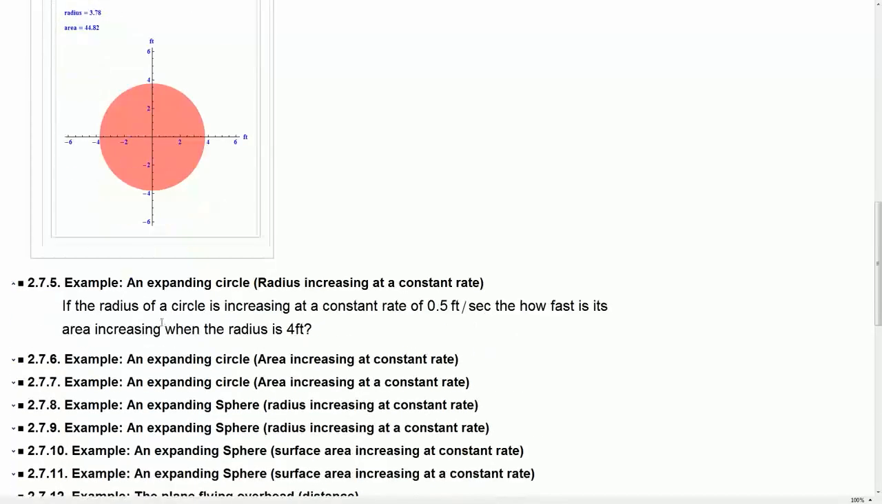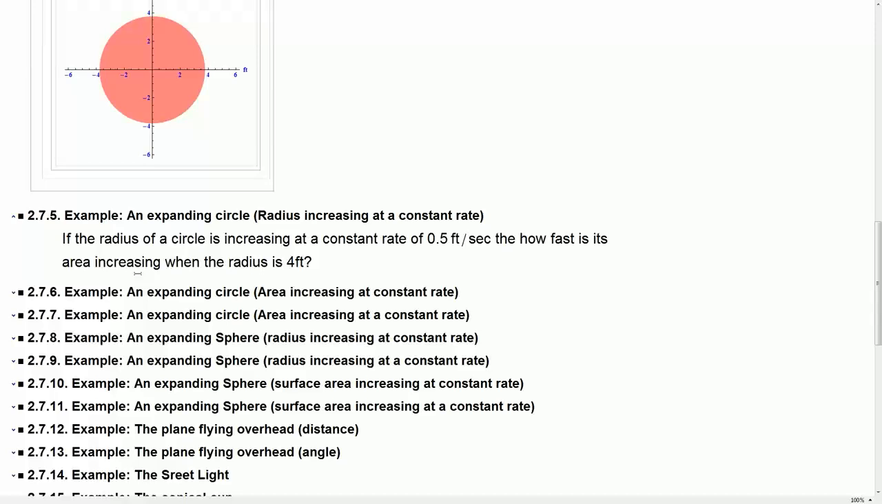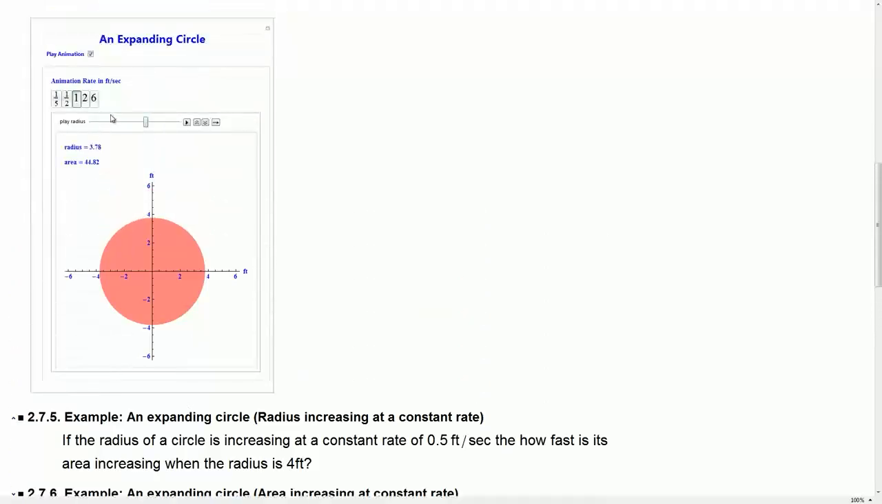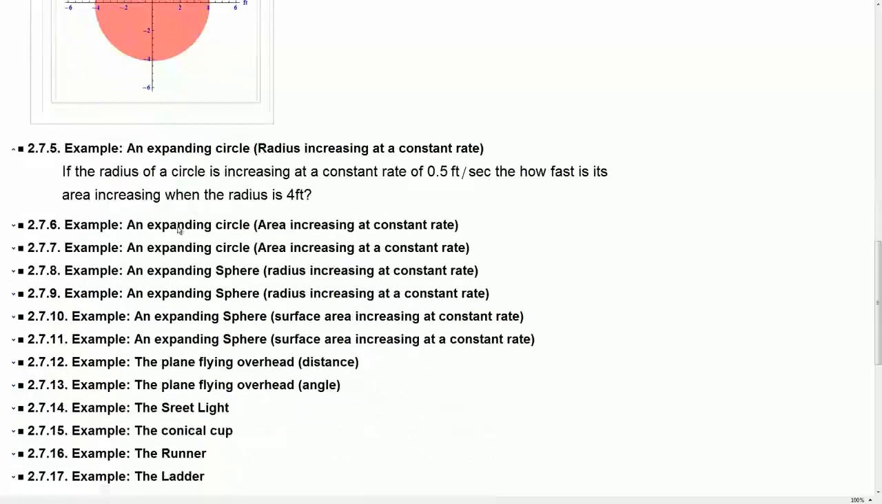So here's a problem, I'll do it in class. If the radius of a circle is increasing at a constant rate of 1/2 foot per second, how fast is the area increasing when the radius is 4 feet? So that would mean, let me make the radius increase at 1/2 foot per second. Okay, let it go. And I want to know how fast the area is increasing at exactly the moment the radius is 4. Right about there. I went a little over, it's okay. But right about there, how fast was the area changing? All right, that'll be fun.